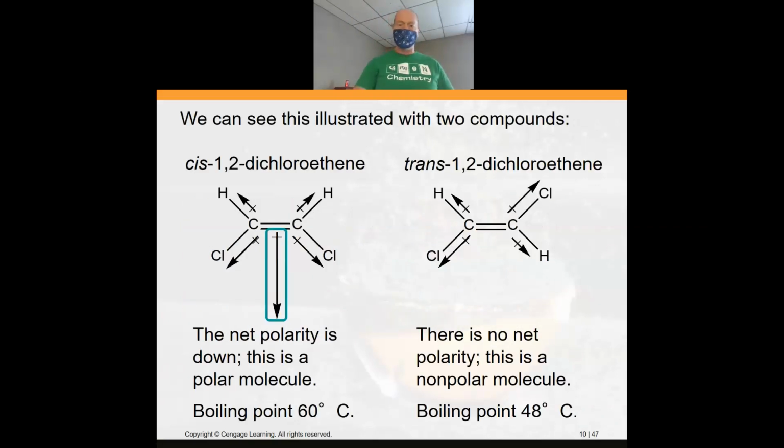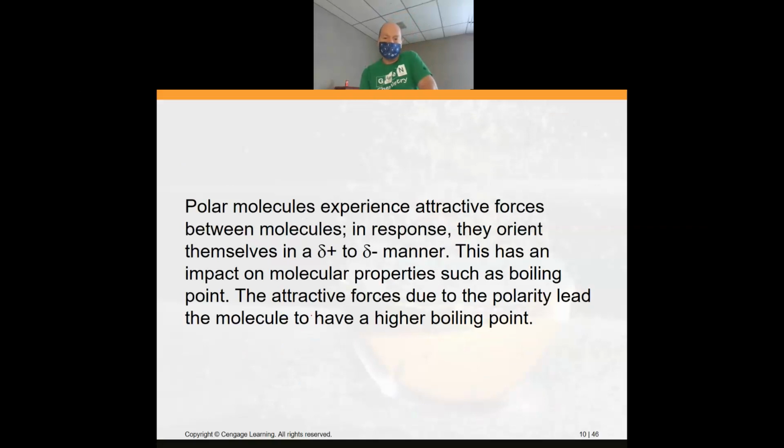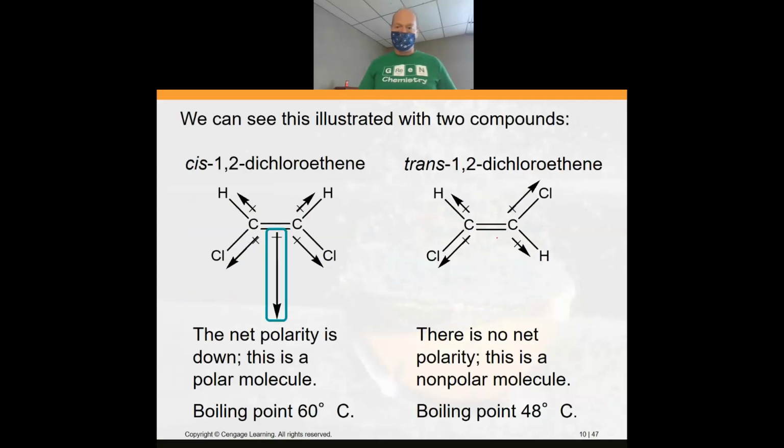All right, so then we're going to look at boiling point. And so if you have a boiling point, you're looking for something that is polar is going to have a higher boiling point. It has to break up those forces in order to vaporize the molecule. All right, and so when you're looking at two similar compounds, so here you have a cis-1,2-dichloroethene, and here you have a trans-1,2-dichloroethene. All right, it looks like it's going to be the same.